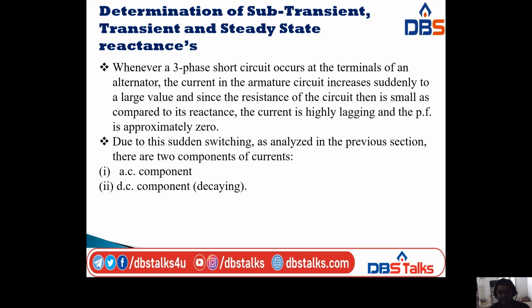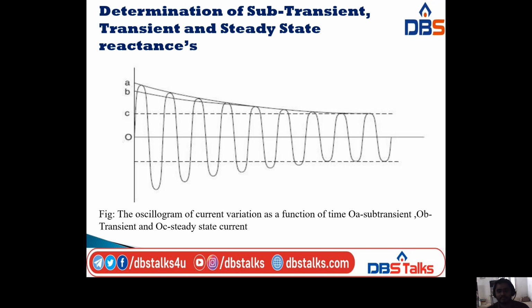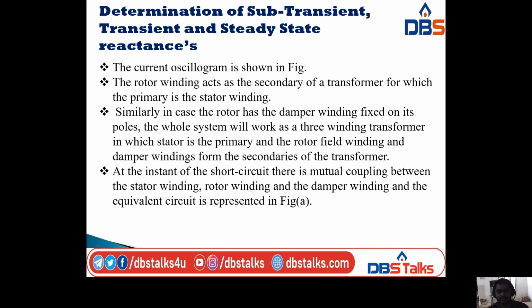Due to this sudden switching, as analyzed in the previous section, there are two components of current: one is the AC component and the other is the DC component. Here the DC component is also called the decay component. The current oscillogram shown in the figure is the current as a function of time. These are the current waveforms, also called the current oscillogram.